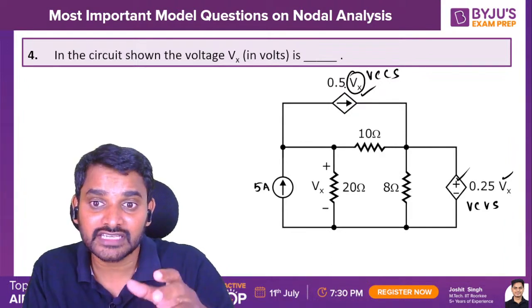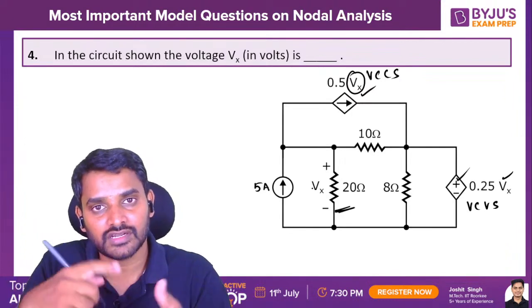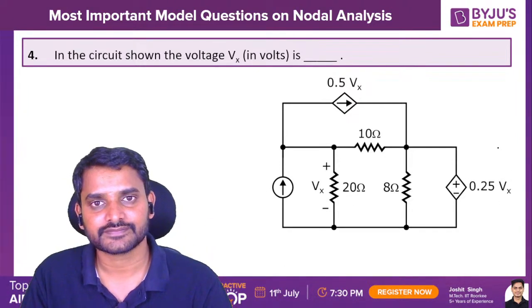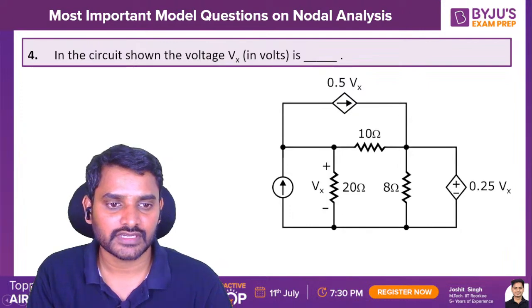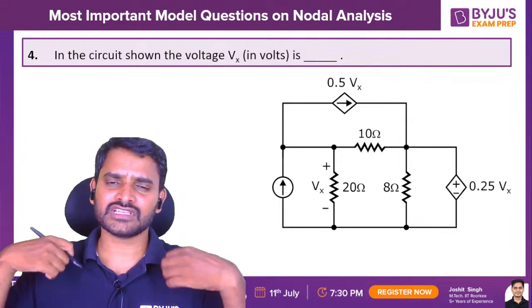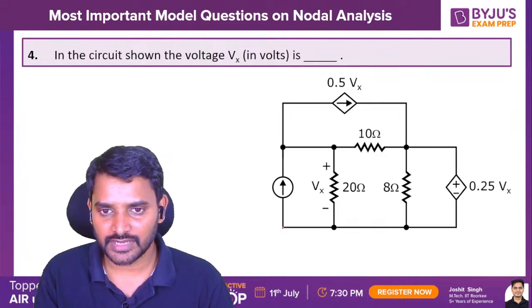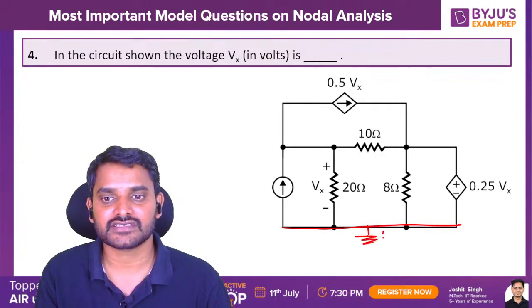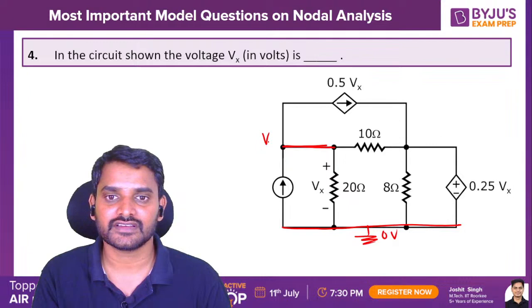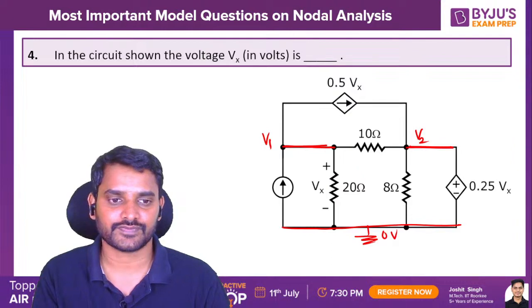Where is that control parameter? The control parameter is here across the 20 ohms. So if the voltage across 20 ohms alters, then the current of this source and the voltage of this source are definitely going to change. So forget about that. Simply, as usual, identify principal nodes, assign the node voltages, and take the reference node. This is one principal node; let me assign this as 0. This is one more principal node; let me take this as V1. This is one more principal node; let me take this as V2.